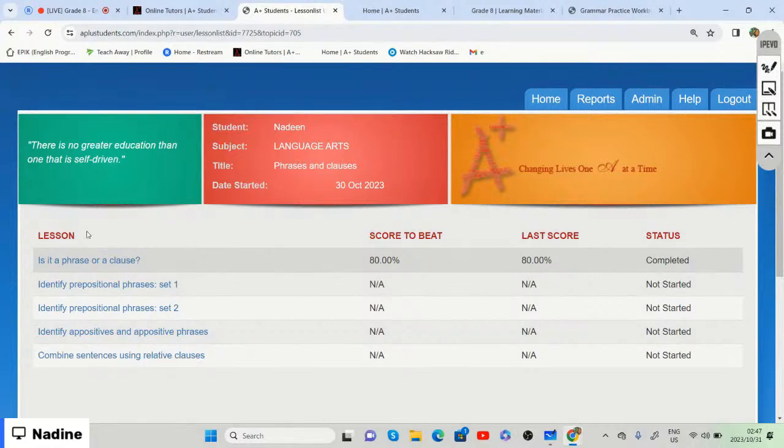So we have a phrase and we have a clause. A clause has a subject and a predicate, right? So it's basically a full sentence, because it has a subject and it has a predicate. A sentence with a subject and predicate is classified as a complete sentence.